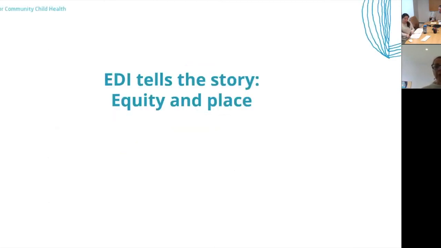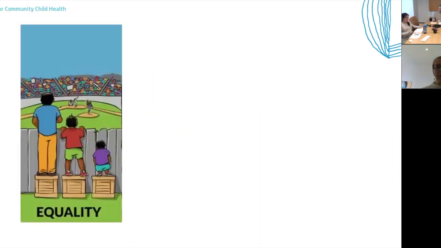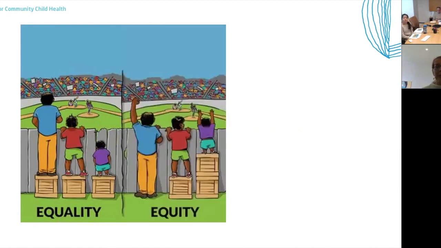And of course, the most powerful EDI story is equity and place. Just a reminder of what I'm talking about with equity, this is what we're a bit obsessed about in Australia. Everybody should get an absolute fair go. But if everybody gets the same fair go, you can see this kind of inequality of outcome. This is what we want. Equity, we're actually able to deliver with the kind of flexibility.